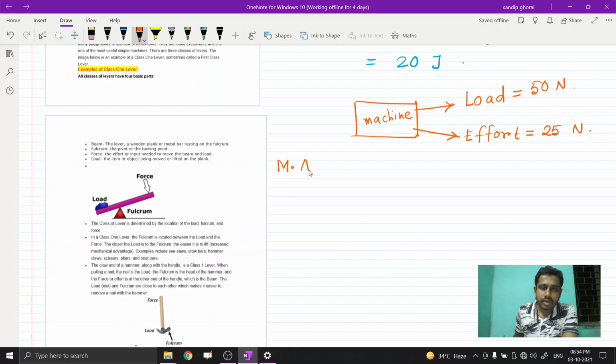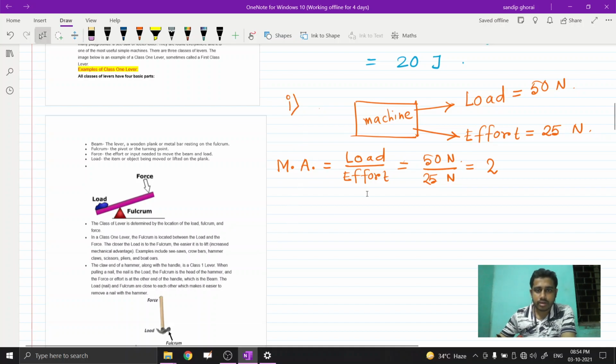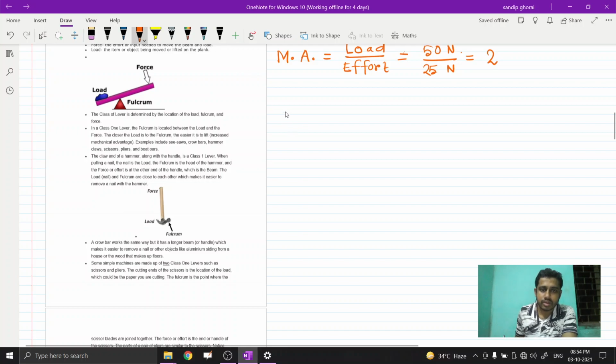Actually, mechanical advantage is equal to load upon effort. Okay. So for this case, actually we know load is equal to 50 Newton and effort is 25 Newton. So mechanical advantage of the machine is actually 2. Okay. This is one condition, and we take our second condition.